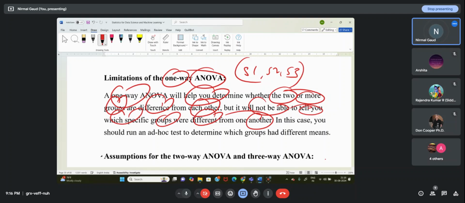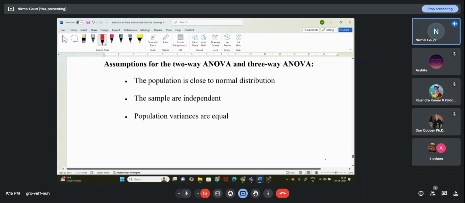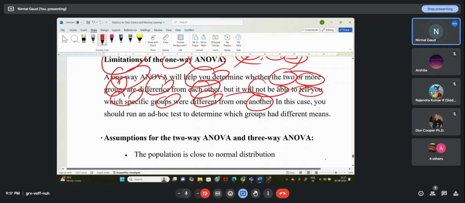This it will not tell. Okay, it will tell whether the distribution of these three is same or not. If it is not, then between whom it is not same, it will not tell. That is the limitation of ANOVA. Okay, got it. Fine. All right. So this is ANOVA.